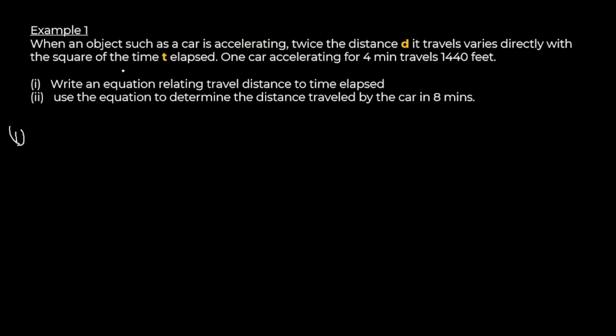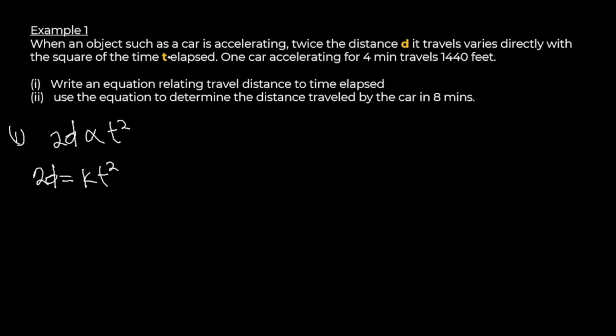We have over here twice the distance traveled varies directly as the square of the time. We have 2d, twice the distance, varies directly as the square of the time traveled. So this is the relationship that we have. To remove the proportionality sign, we introduce a constant, which means 2d is now equal to kt squared.